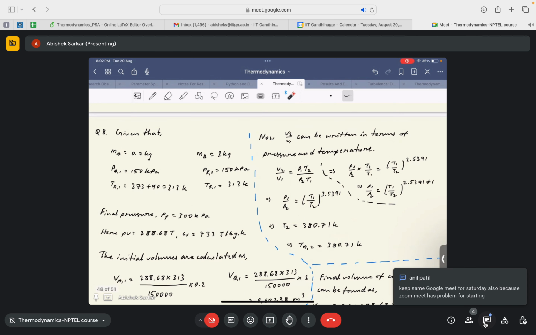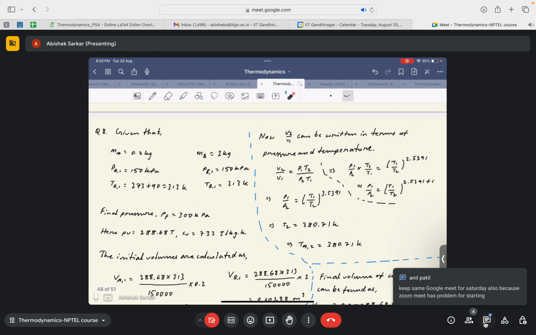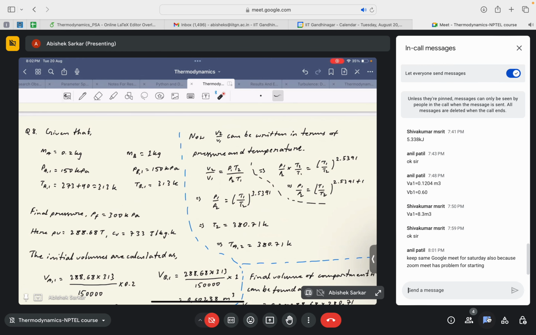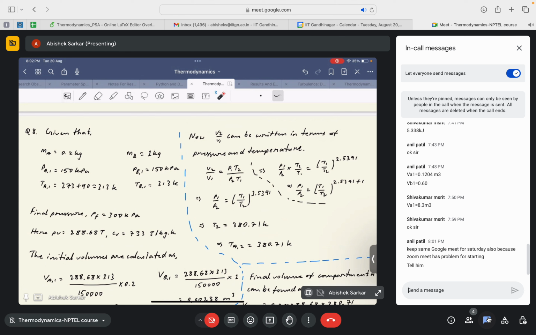So keep the same link for Saturday also, because Zoom meet. Okay, so see, the thing is, on Saturday it is a different tutor who takes the session. So I understand that Zoom has some issues currently, so let me just inform this to the NPTEL group so that they can mention this to the other tutor as well. Okay, so mine will remain Google Meet. We will discuss it every Tuesday, but the other tutor, since he uses Zoom, there might be some issue. Yeah, I'll tell the NPTEL team.